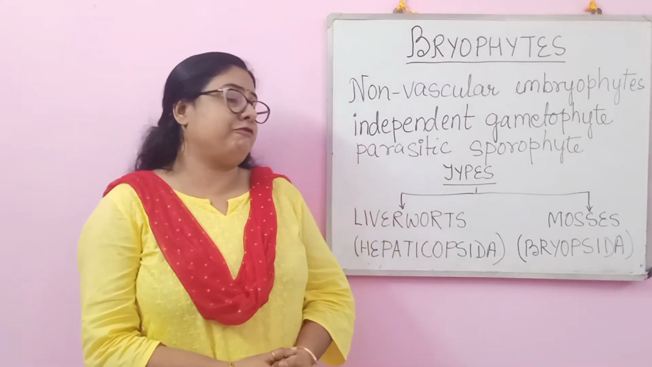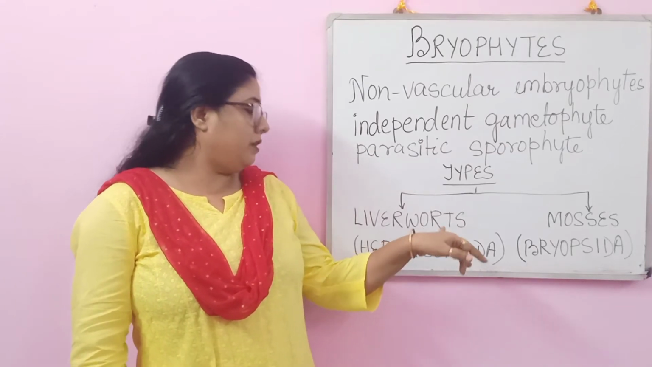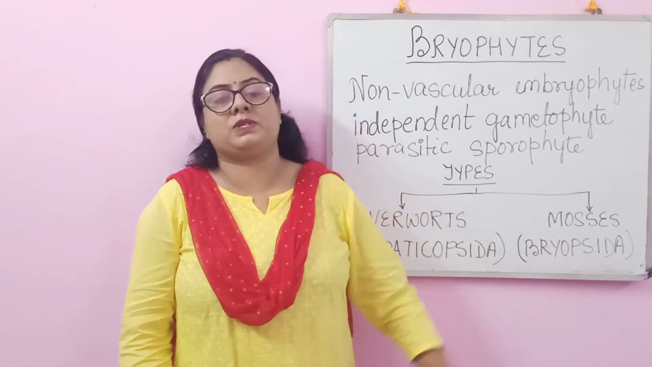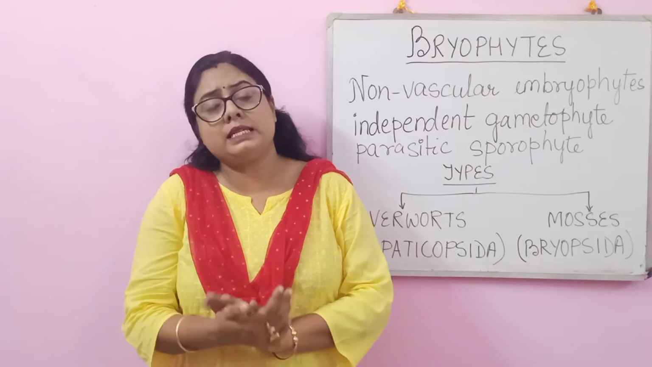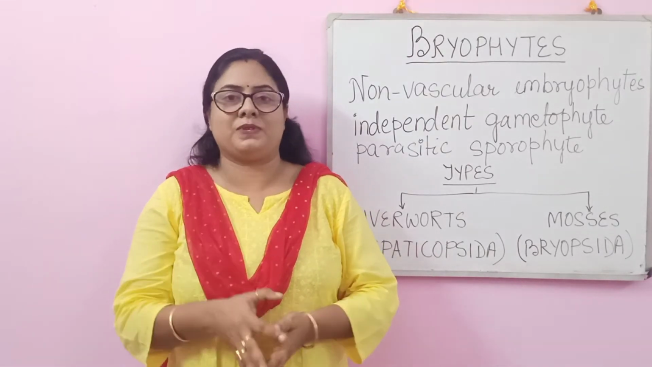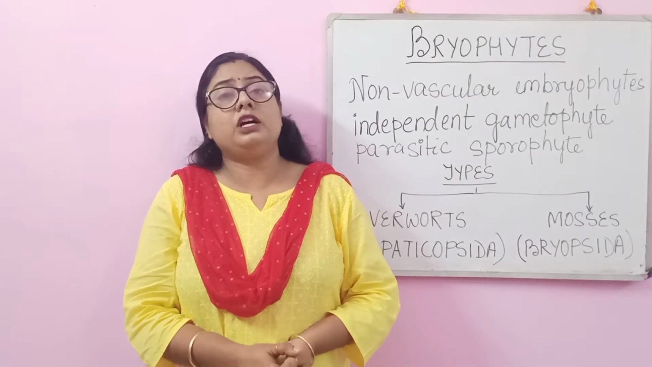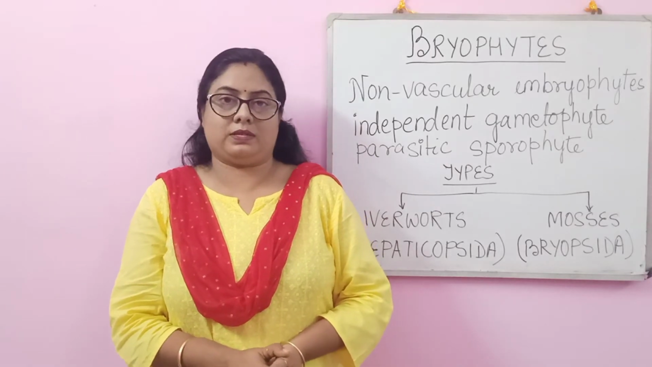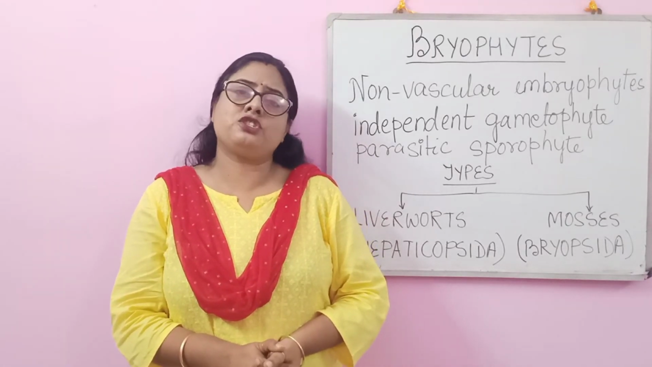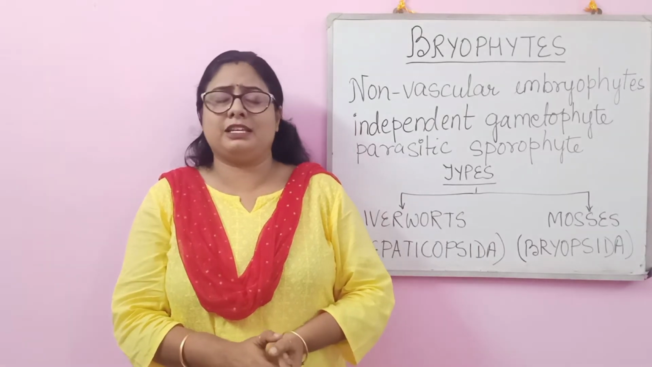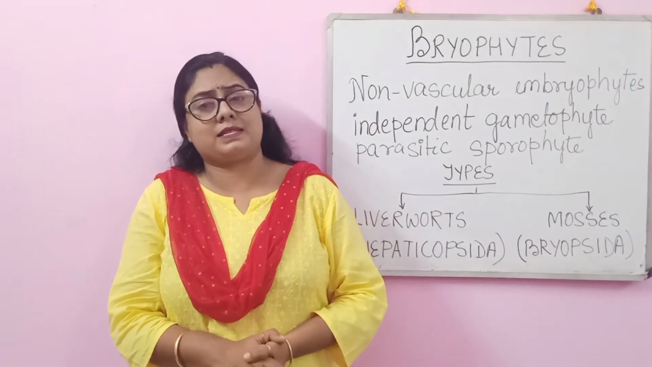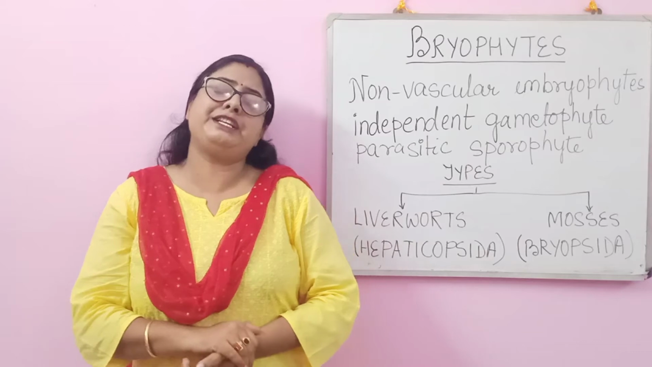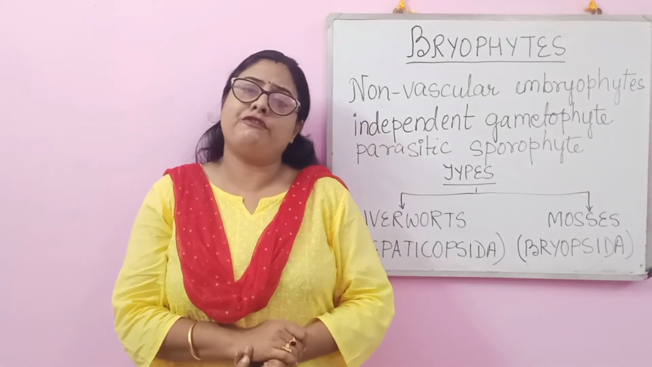The bryophytes can be divided into two types: the liverworts or the Hepaticopsida, and the mosses or Bryopsida. Let us see the liverworts or Hepaticopsida. They are the dorsiventral bryophytes with unicellular rhizoids. They occur in moist, shady places. The shape is in the form of small dorsiventral plants. 20% of them have thallus structure, whereas 80% of them have the foliose structure.